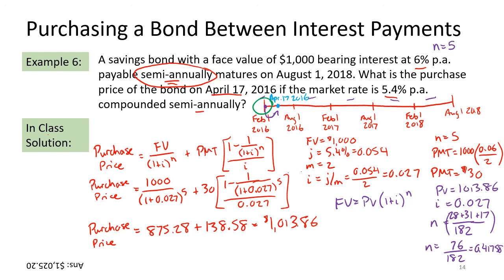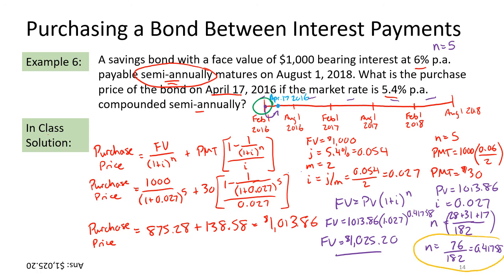So we can substitute those numbers in. Our future value is equal to our present value, $1,013.86, times 1 plus our periodic interest rate, 0.027, to the exponent 0.41758. Okay, so a partial period. And if we calculate that out, we get a future value of $1,025.20. The only kind of trick here was calculating this value of n.